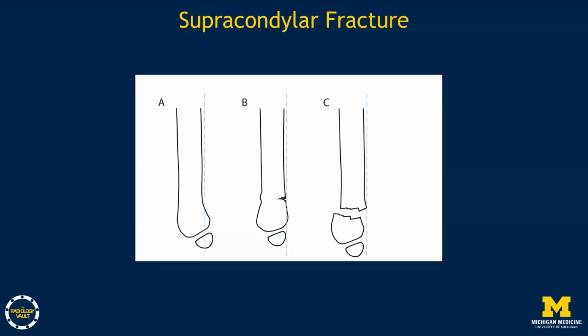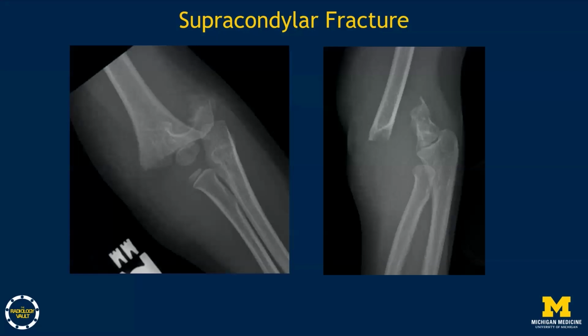Supracondylar fractures are the most common pattern of elbow fracture in children. These vary from subtle buckle or greenstick fractures, as we see in the middle, to complete transverse fractures, as we see on the right. This is a child with an obvious complete transverse supracondylar fracture of the distal humerus with medial and posterior displacement of the distal fragment and overlap of the fragments.